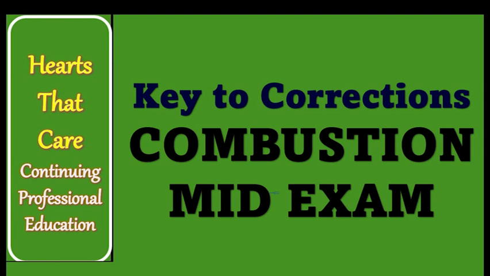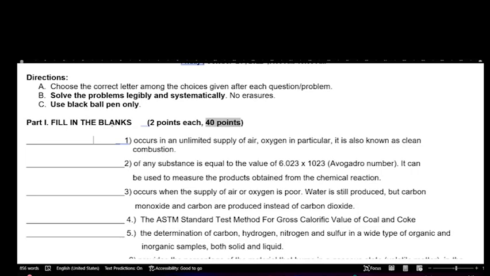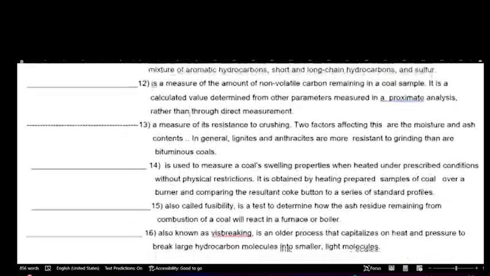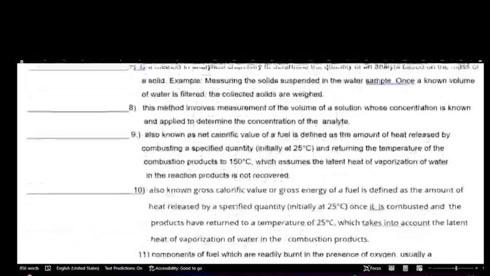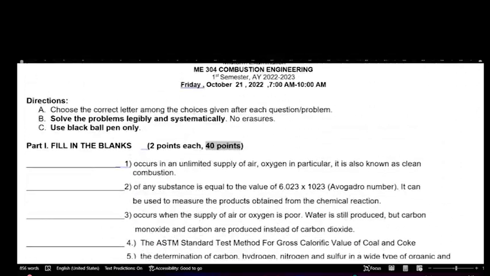Okay. So, part 1, class, makinig. Part 1, answeran natin, no? So, the part 1 is fill in the blanks. 2 points each. There are 20 questions, as you can see. Then, times 2, magiging 40, okay?